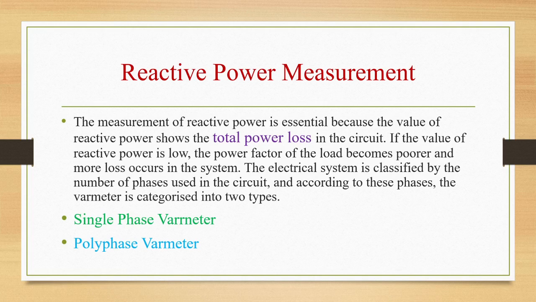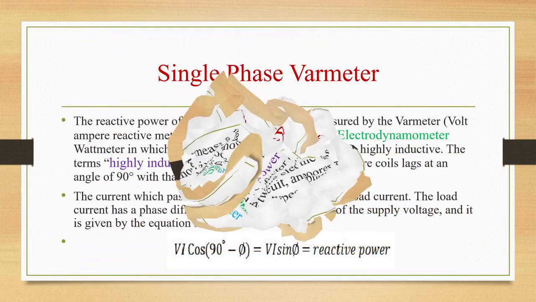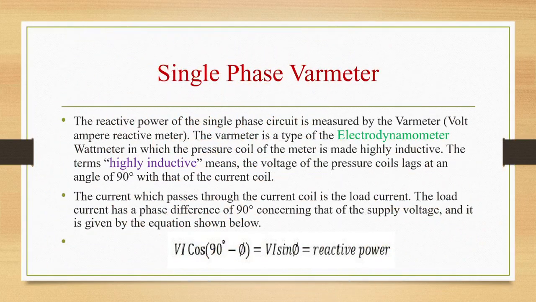occur in the system. So electrical systems are classified by the number of phases used in the circuit, and according to these phases, wattmeters are categorized into two types, single phase and polyphase wattmeter. Single phase we have seen.